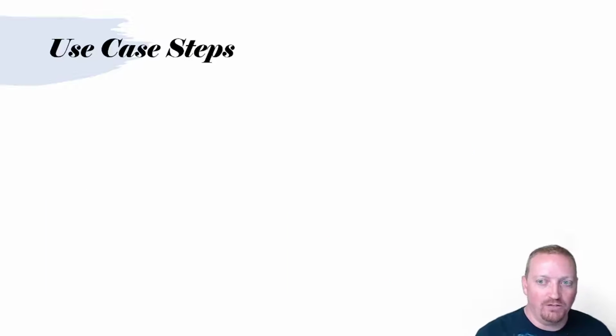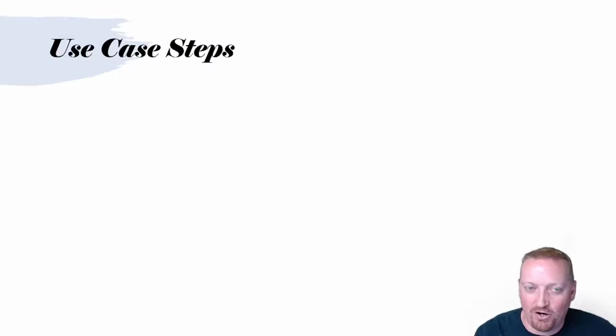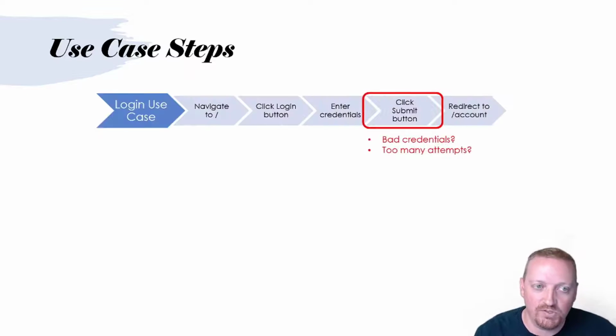The third and final way is a little bit more in-depth, a little bit more complicated, but it's really not all that hard to identify. It just takes a little bit more thinking in order to do. So we're going to go back to, again, the use case steps. We've got the login use case. The user would first navigate to the home page, click on the login button, enter their credentials, click on the submit button, and then be redirected to the account page.